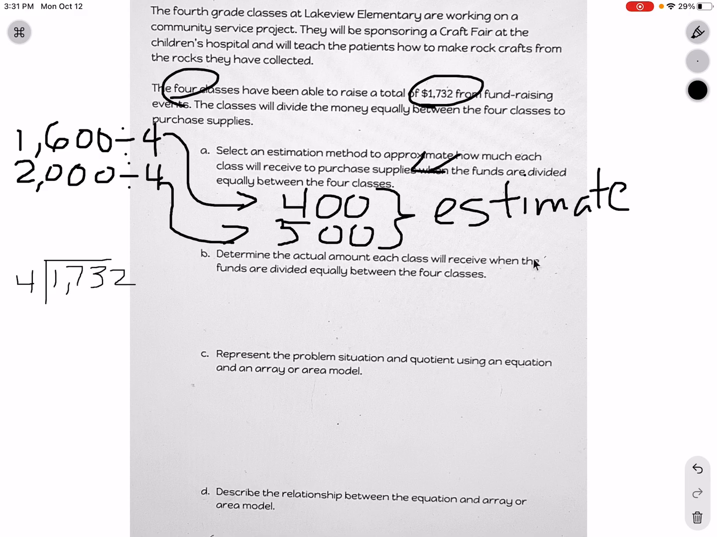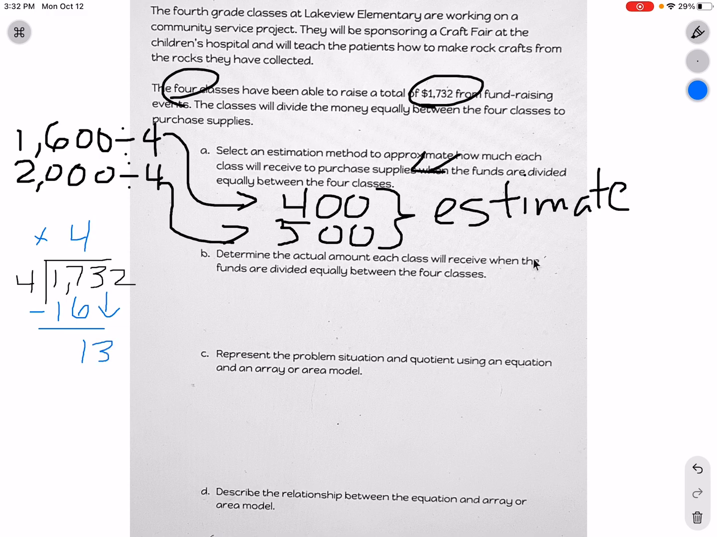1,732 divided by 4. Well, we just did the estimate, and I know that 4 will go into 17 at least 4 times. So I'm going to write a 4 right here. Then I'm going to multiply 4 times 4. That's also like saying 4 hundreds times 4 is 16, or 1,600. 17 minus 16 is 1. I'm going to bring down my 3, and then move on.